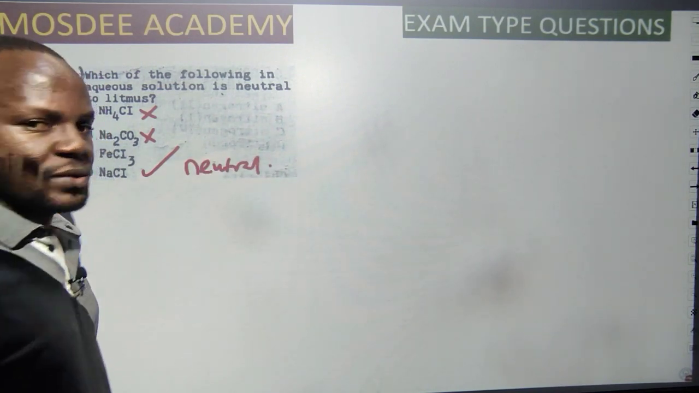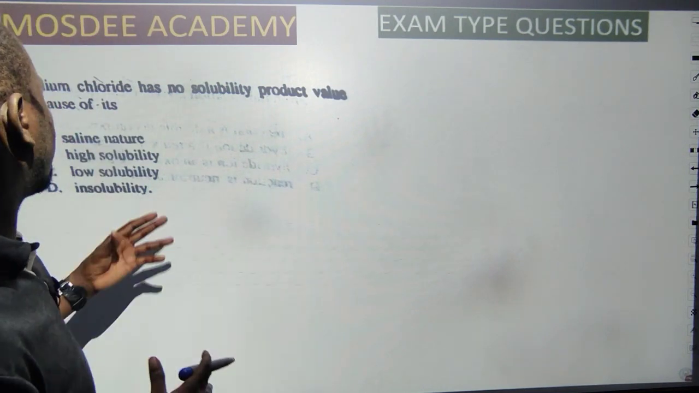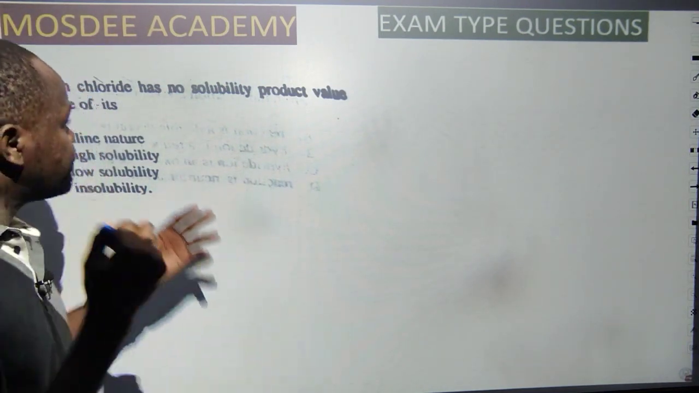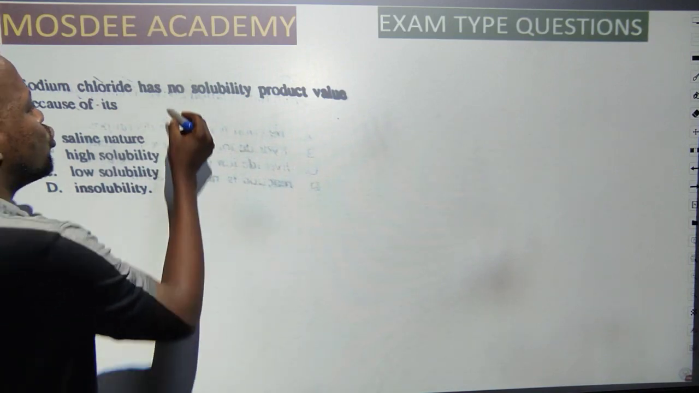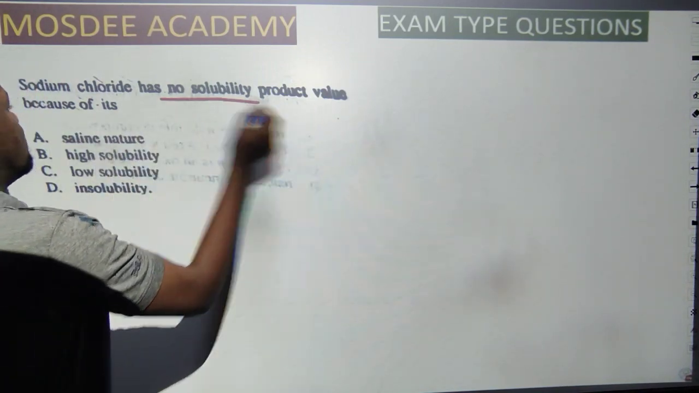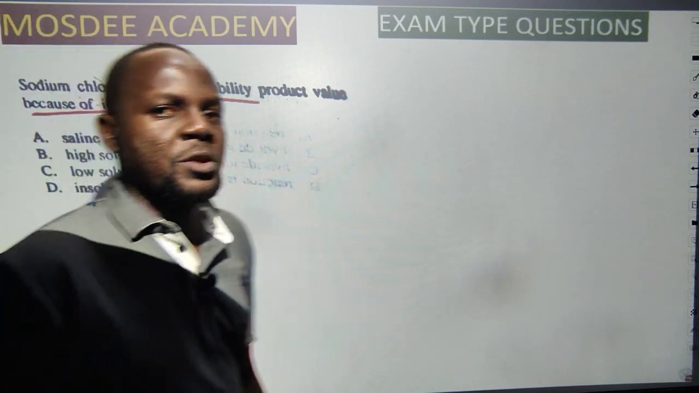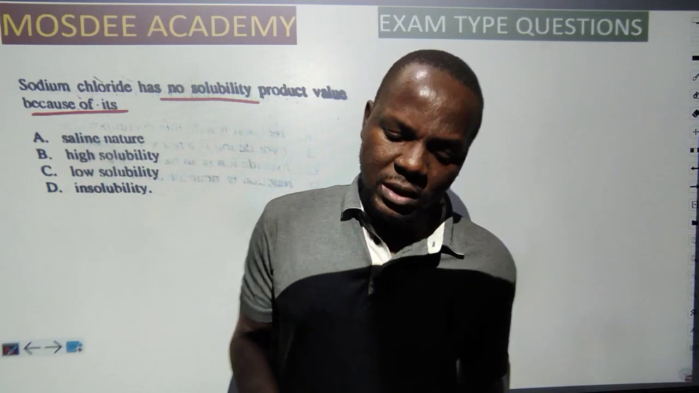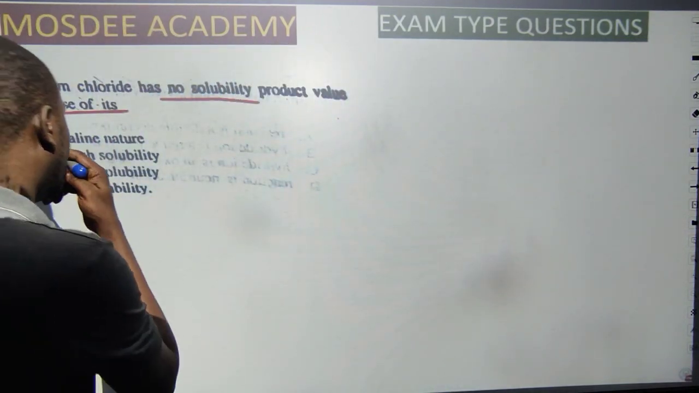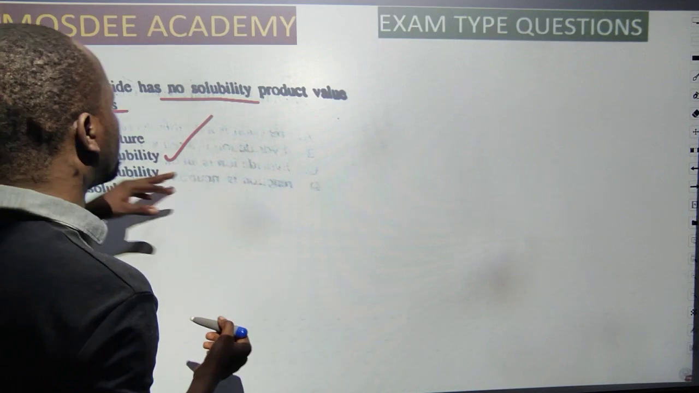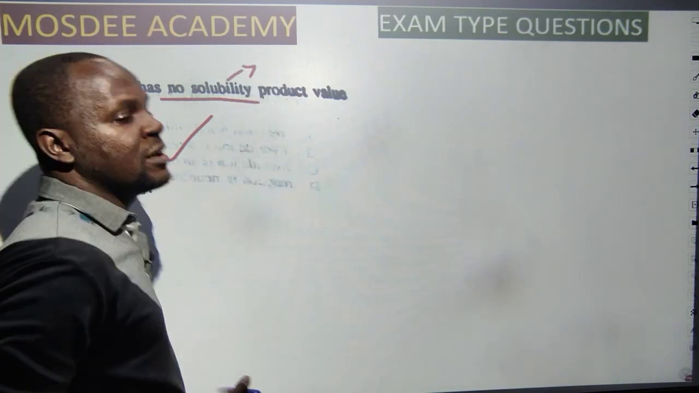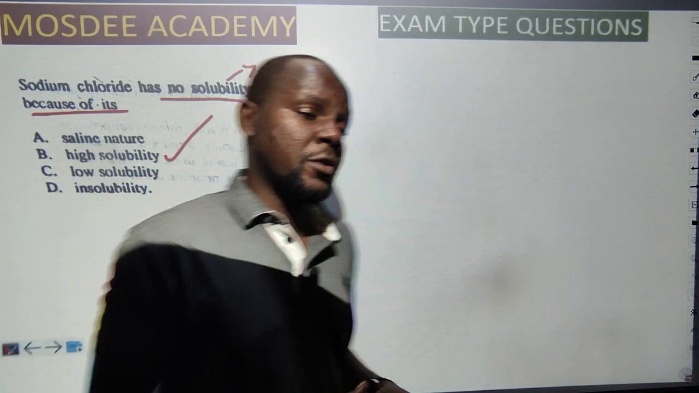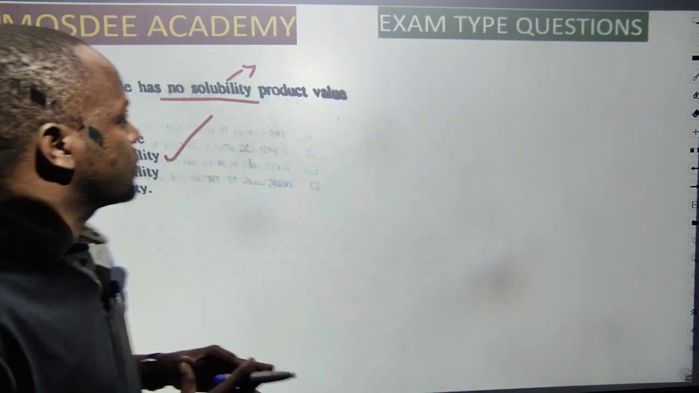So next question, admin, which I think is the last one. Thank you very much. Sodium chloride has no solubility product value because solubility product is only applicable for what? Insoluble or sparingly soluble salt. Sodium chloride is very, very soluble. You know that very well. So it doesn't have a particular value of solubility product because it's highly soluble. Solubility product only works for sparingly soluble salt. All these are very important for you to keep in mind. Last question, my dear. Thank you.